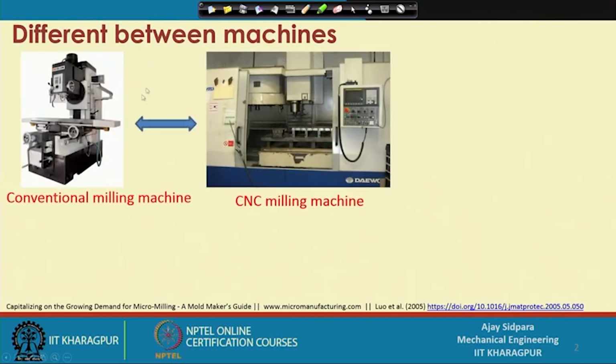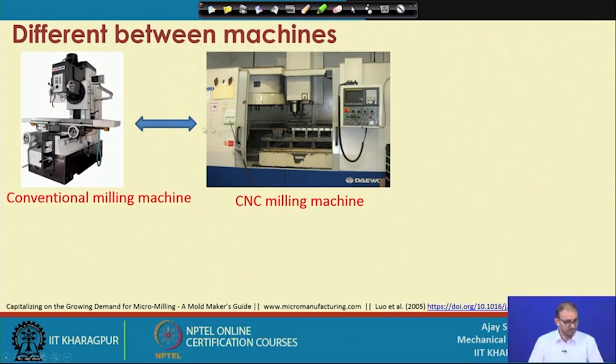First, let us go through how the machines evolved from a conventional machine to a very high precision machine. If you see this first machine, that is a conventional milling machine, we all know, and this is the CNC milling machine, and many times we can also call it a machining center. Now, how are these two machines different from each other? One is the feedback and closed loop control.